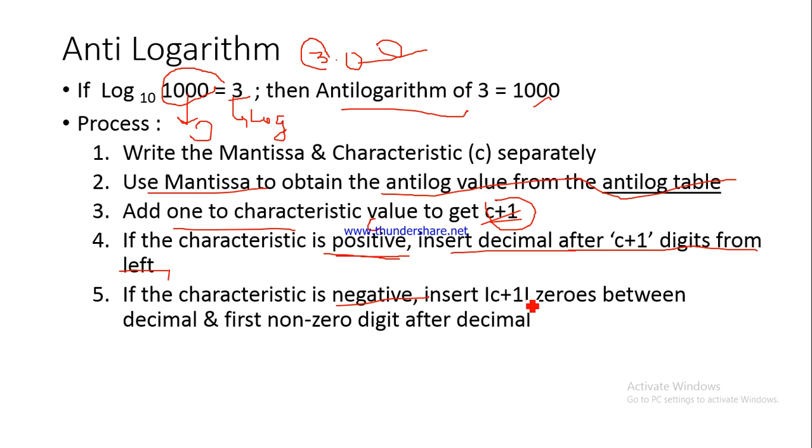you have to find out C plus 1. However, this time you have to insert C plus 1 zeros between the decimal and the first non-zero digit after the decimal. So basically you will first of all find out the value of C plus 1. Then whatever is the value of C plus 1, you will have to put in these many zeros between the decimal and the first non-zero digit after the decimal. So you'll have to put in these many number of zeros.